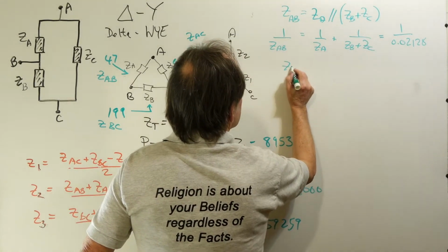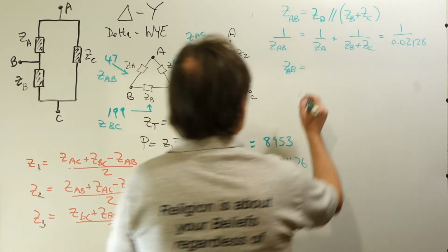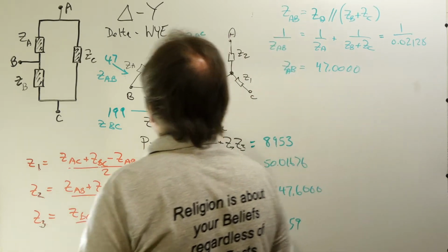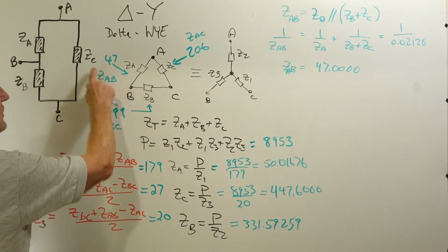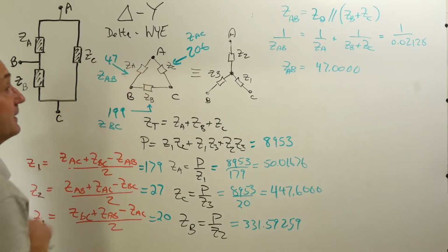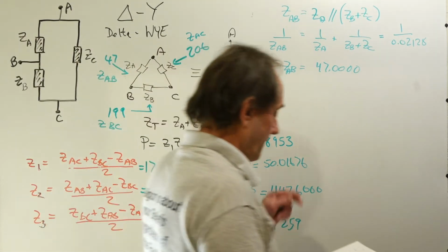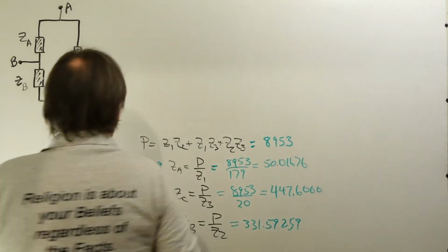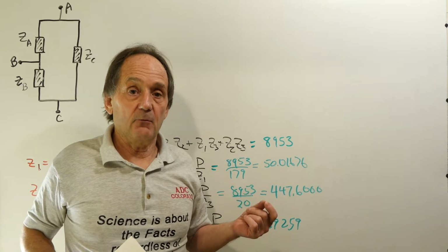So ZAB is the reciprocal of that. ZAB then is 47.0000, which is the value that we originally started with, the impedance looking in between nodes A and B. So that's how you can check, and they all check out. Now, I'll show you what the original network looks like, the resistor network.